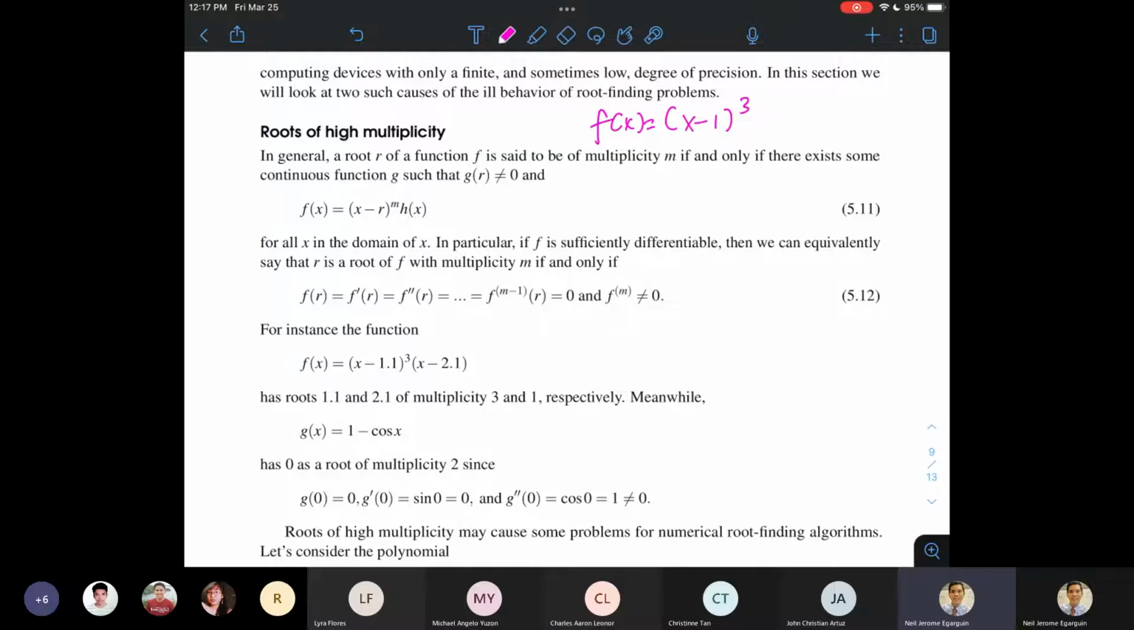Alright? So, in the most general sense, we say that a root r of a function f is of multiplicity m, alright? If and only if there exists some continuous function g such that g does not vanish at r, so hindi nagzizero yung function value kay r, pero kaya natin siyang isulat na f of x equals x minus r raised to the power m times a continuous function g.